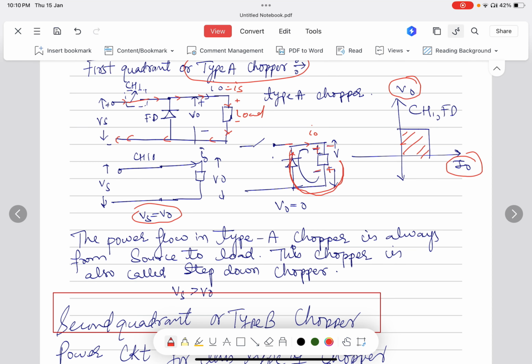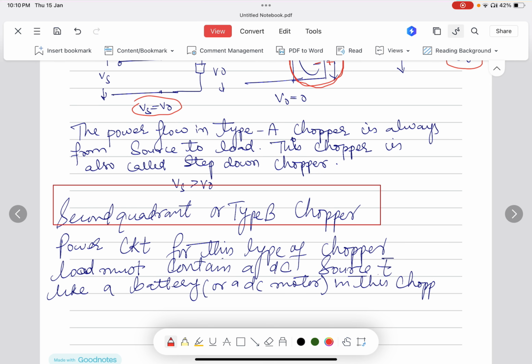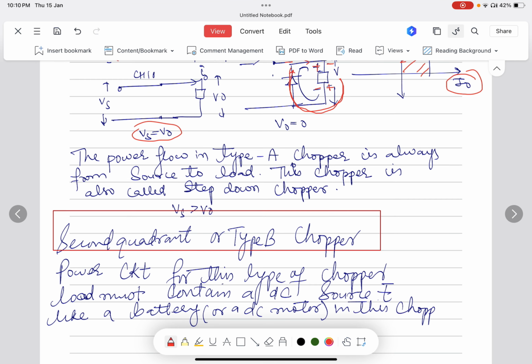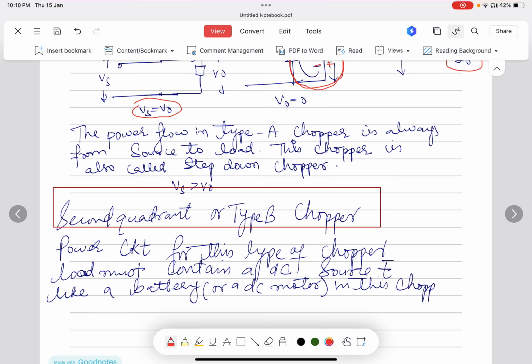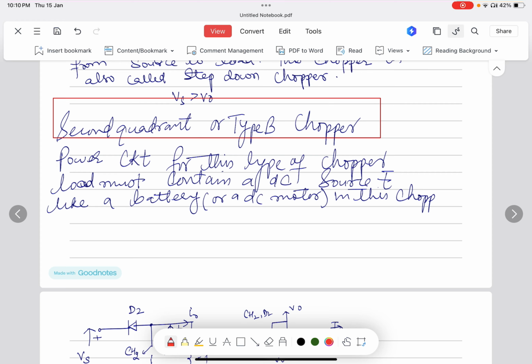So the type A chopper is performing in the first quadrant. The power flow in the type A chopper is always from source to load. So this chopper is also called a step down chopper. If you look at the next chopper, it is known as type B chopper.